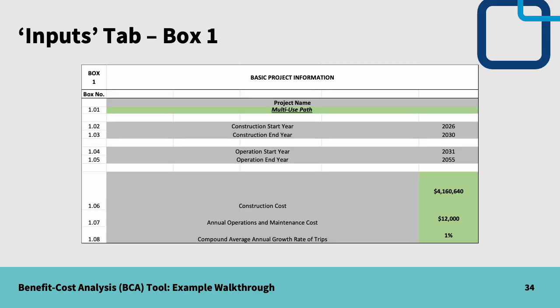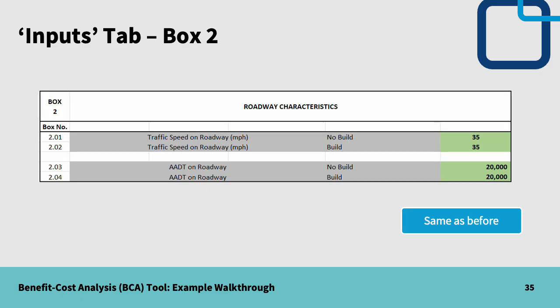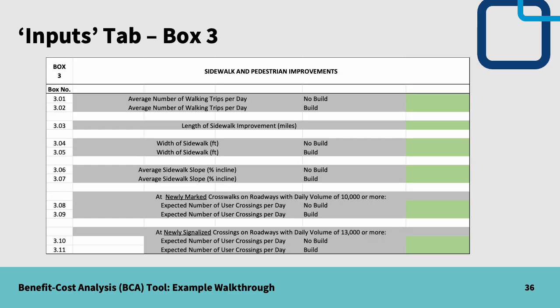These Box 1 inputs look similar, except that now we have a different capital cost for the trail of about $4.2 million, as well as an increase in operations and maintenance costs annually of $12,000. We have inputs in Box 2 that are identical to before since they're relating to the same arterial corridor. Now, Box 3 is where we start entering data related to the path itself. Since our path is shared use, we anticipate people walking and biking. That means we'll need this box and Box 4 for cycling improvements.